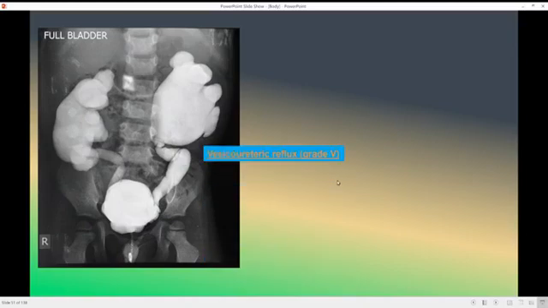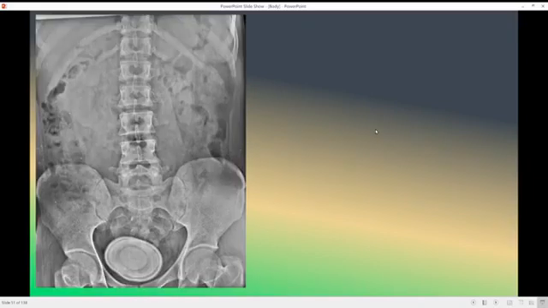Okay, we received this case. This is vesico-ureteric reflux, grade 5. This is grade 5 reflux, as we see here: the urinary bladder, tortuous dilated ureter and pelvicalyceal system. This is grade 5 vesico-ureteric reflux. Okay, we move to the next case.